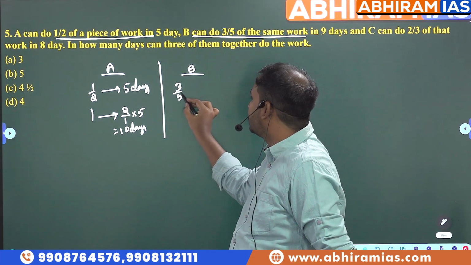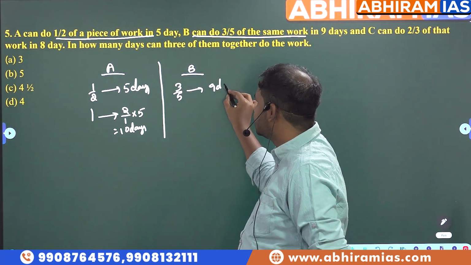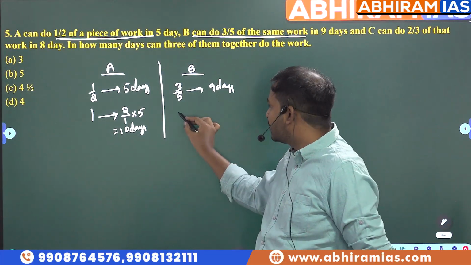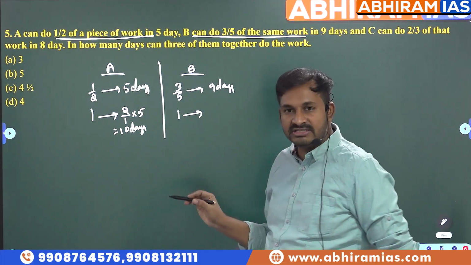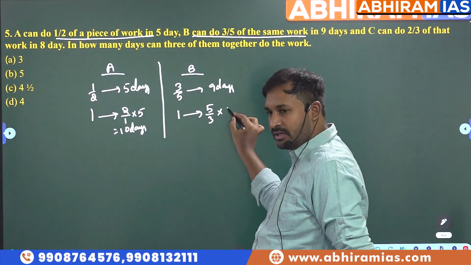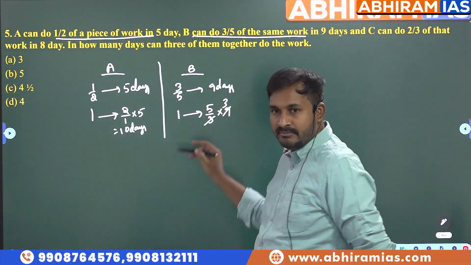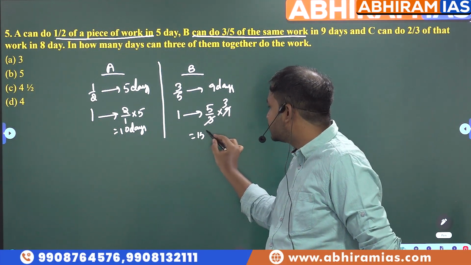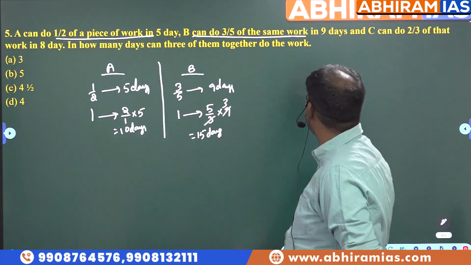B can do 3 by 5 of the work in 9 days. That means for one complete work, when you send 3 by 5 to the other side, it will become 5 by 3. 5 by 3 into 9. So B can do the complete work in how many days? 15 days.